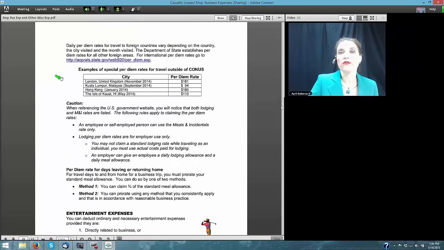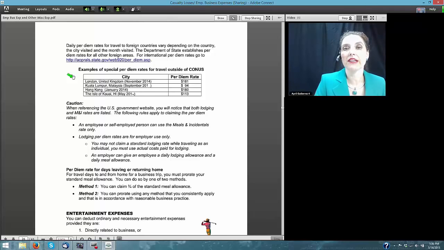Then we move on to foreign travel, travel to other countries. If you travel to foreign countries, there's another site again. This one belongs to the State Department, and you can go look up the rates in cities that you would travel to in other countries. When you get into the State Department site, the rate varies according to the city you are in those foreign nations, and it can also vary according to the month.